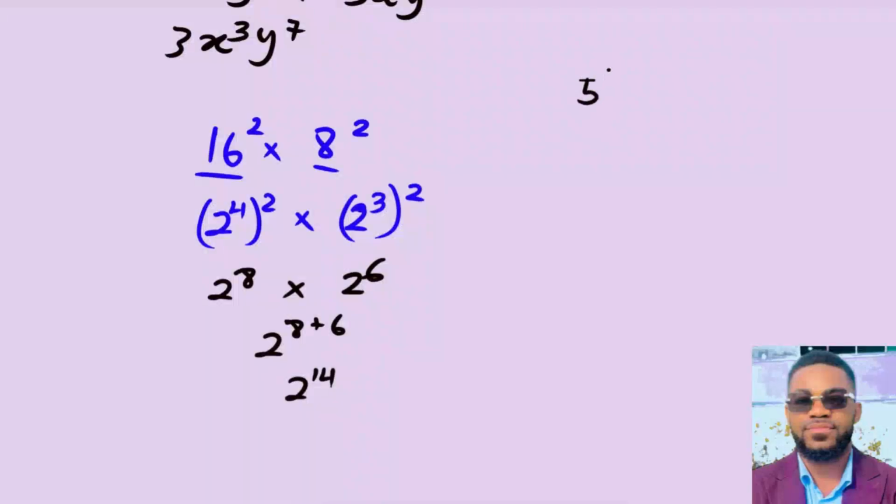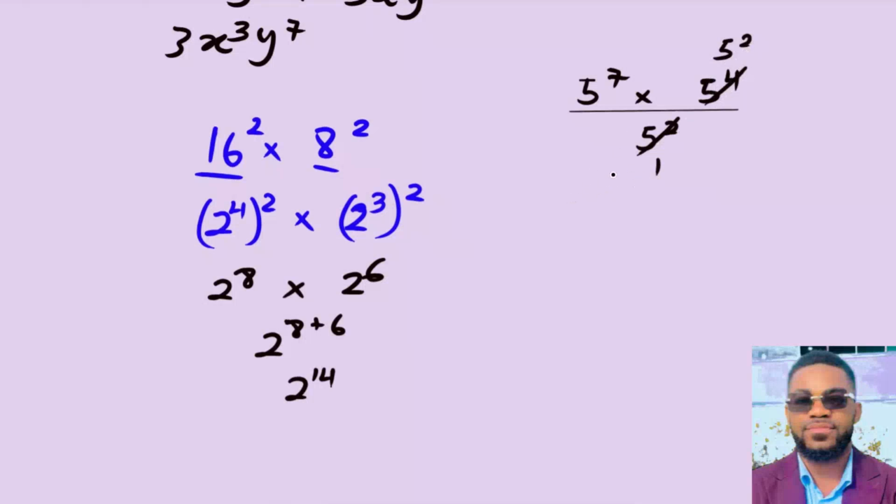We have 5 exponent 7 times 5 exponent 4, all divided by 5 exponent 2. So how do we simplify this too? It is very, very simple. We just have to do cancellations if you want us to do that. Now, 5 exponent 2 here is 1, it goes into this one, 5 exponent 2. And the reason is simple. Remember, we are dividing, so we just subtract the exponents. So we have 5 exponent 2.